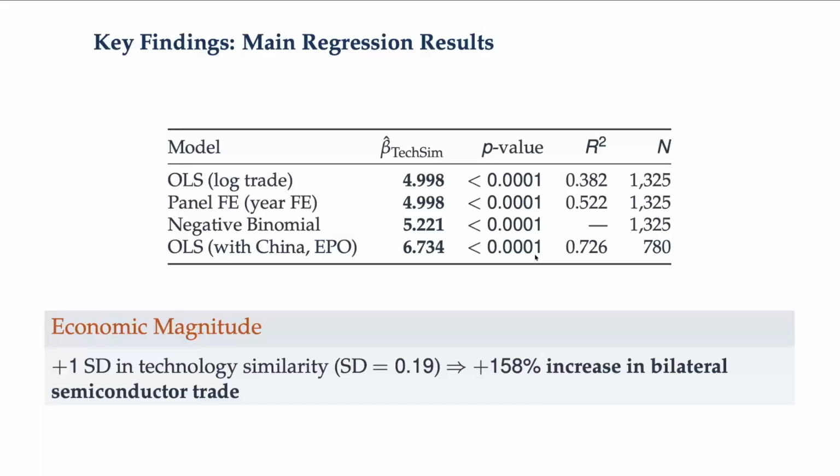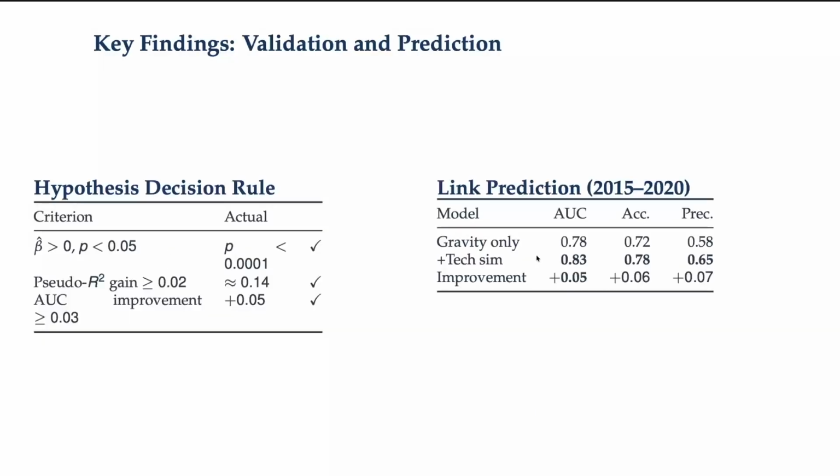Each one of the models shows the beta hat of technology similarity is positive and very significant. Key finding continued, validation and prediction side, hypothesis decision rule: beta hat is greater than 0, all of them, and significance is not even 5%, even less than 1%. Pseudo R-square gains almost 14, and AUC improvement is 0.05.